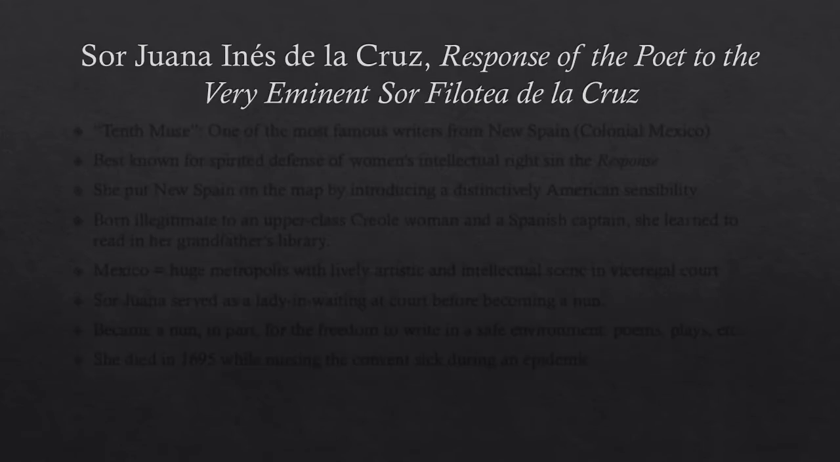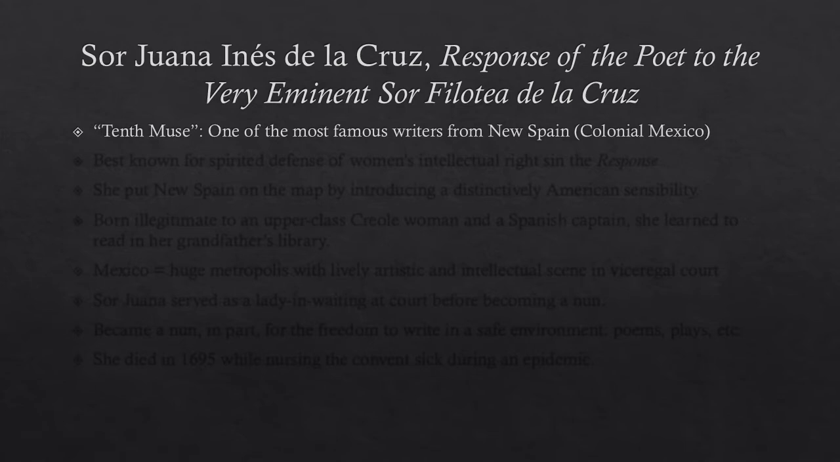So her name is Sor Juana Inés de la Cruz, which means Sister Juana of the Cross in Spanish. And this piece we're going to look at is called Response of the Poet to the Very Eminent Sor Filotea de la Cruz. And so it sounds like one nun writing to another. We'll talk about that in a minute. Sister Juana was called the 10th Muse. In ancient Greece, there were the 9 muses of ancient Greece who writers like Homer evoked at the start of their literary works.